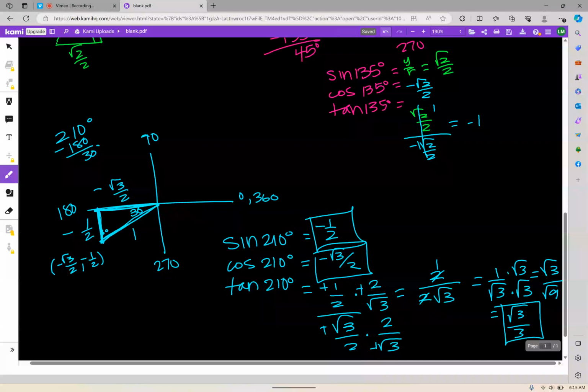All right, so it doesn't matter what quadrant we're in. Those special triangles, we'll draw those back to the x-axis and then label the sides.